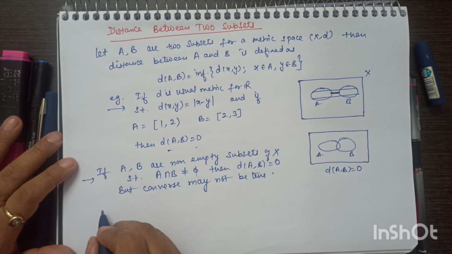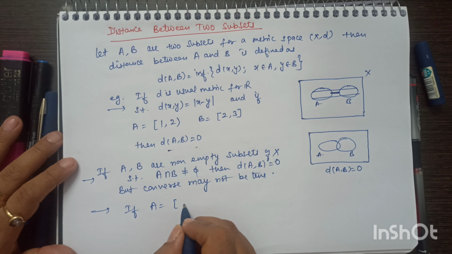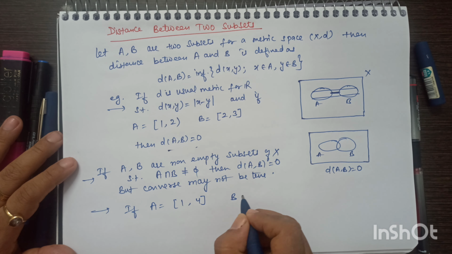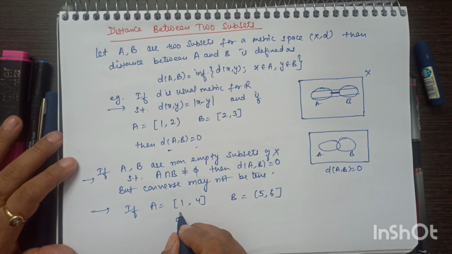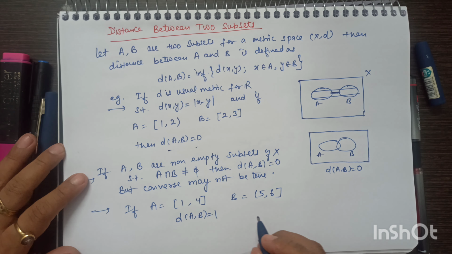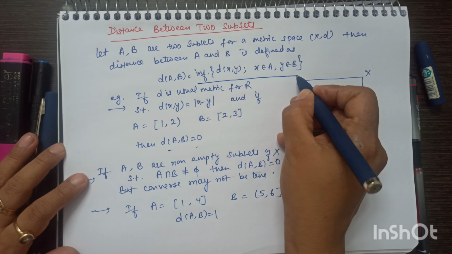So this is one example. Another example is, suppose I am taking set A as [1, 4] and B as [5, 6], then the distance is 1. The smallest possible distance is 5 minus 4.